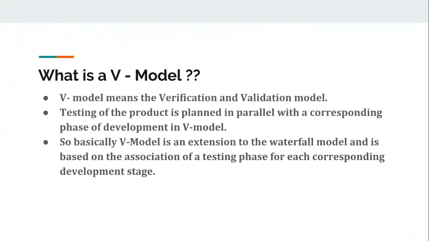So basically, the V model is an extension to the waterfall model and is based on the association of a testing phase for each corresponding development stage. This is a highly disciplined model, and the next phase only starts when we have completed the previous phase. So, having said this, let us see the different stages of this model.